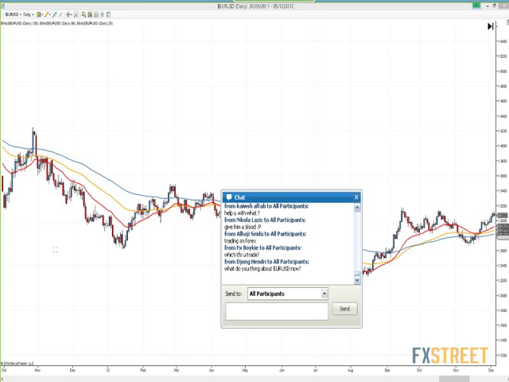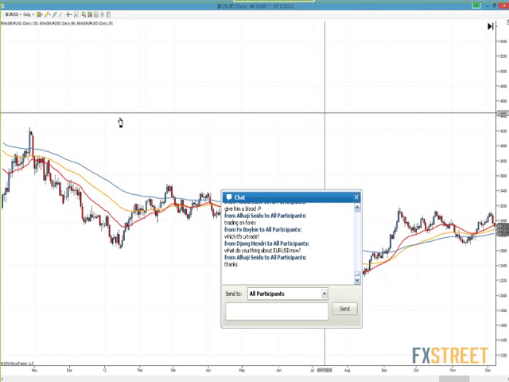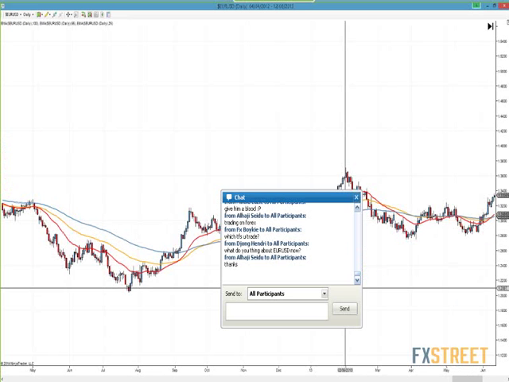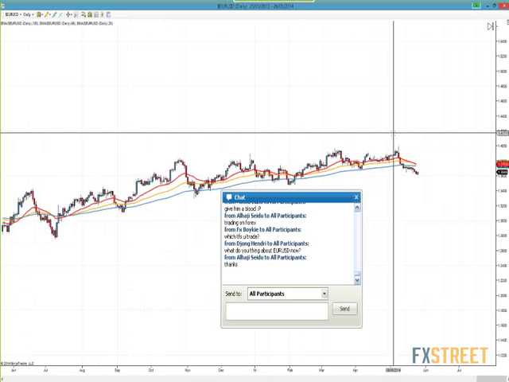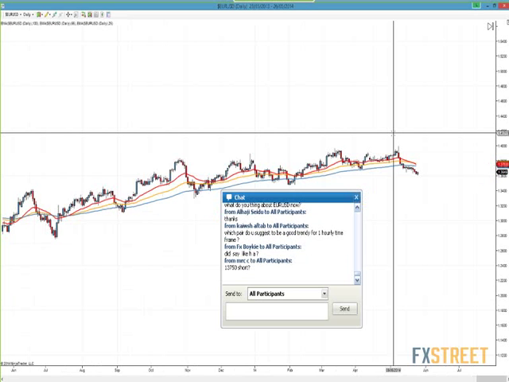What do I think about the euro dollar now? As I said earlier, the euro dollar now for me is just, well, there's nothing. It's in no man's land. I couldn't pick a trade here if my life depended on it. Are there any other questions?